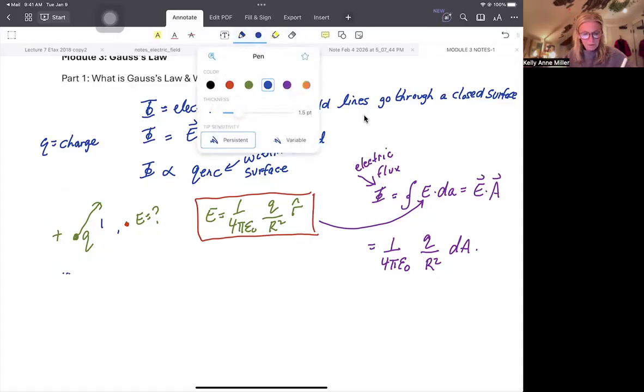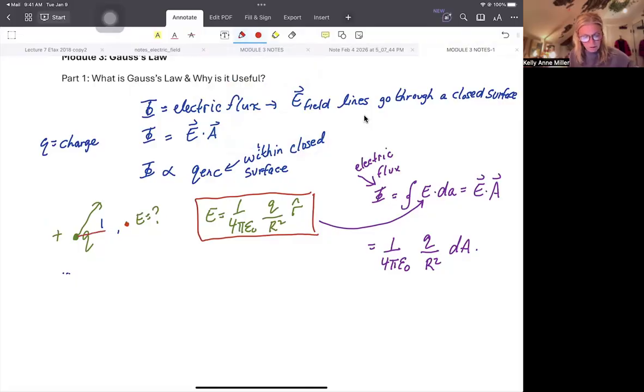Okay. So this is R. This is capital R. That's where I'm interested in finding the field. These are the electric field lines. Okay, and I draw this Gaussian surface such that it intersects the point that I'm interested in finding the field.